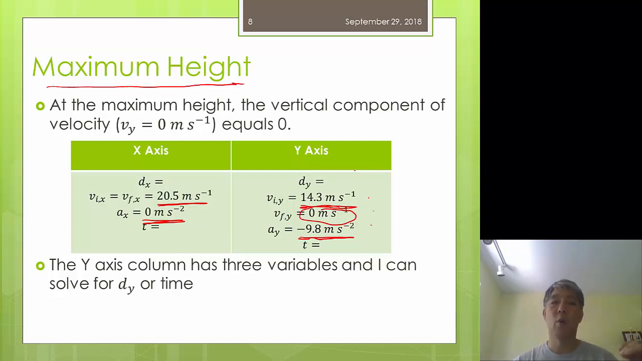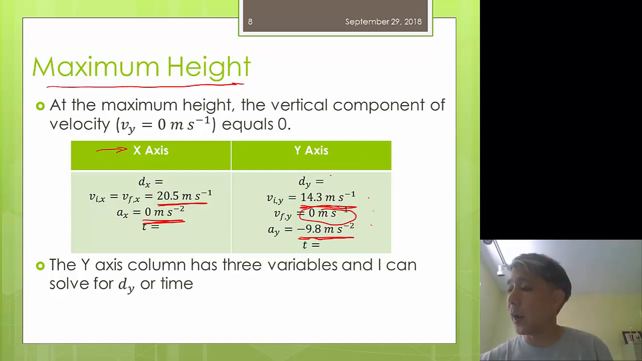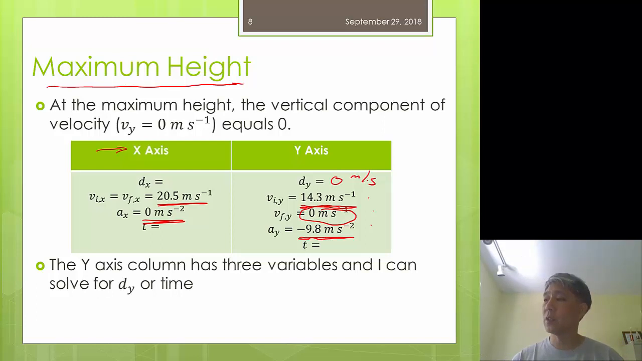If I was looking for the maximum distance, that's an x-axis discussion. I could not at that point use my y velocity equal to 0 because it wouldn't equal 0. My displacement on the y, however, would equal 0. So again, I would start by analyzing my y-axis if I was looking for my range value.